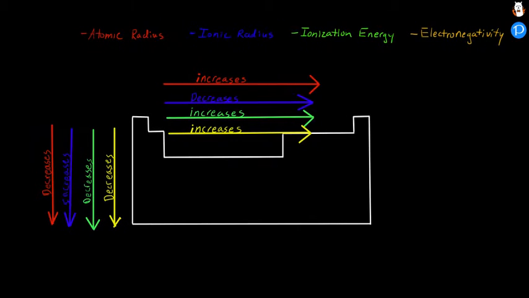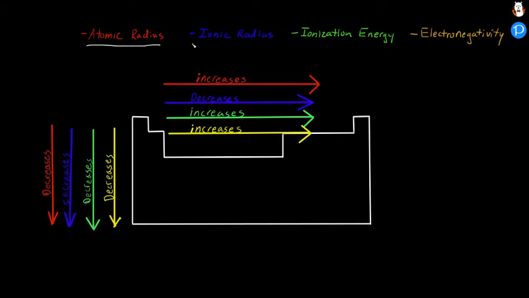Here's my outline of the periodic table, and here are the general trends that we've learned about in this section. We've learned about atomic radius. Remember, atomic radius was the size of the atoms. And so we saw the general trend is that as I move across a period this way, the atomic radius gets bigger, so it increases. But as I move down a group, the atomic radius decreases.